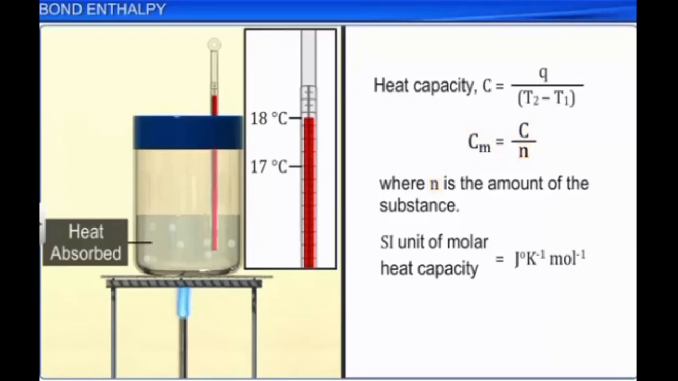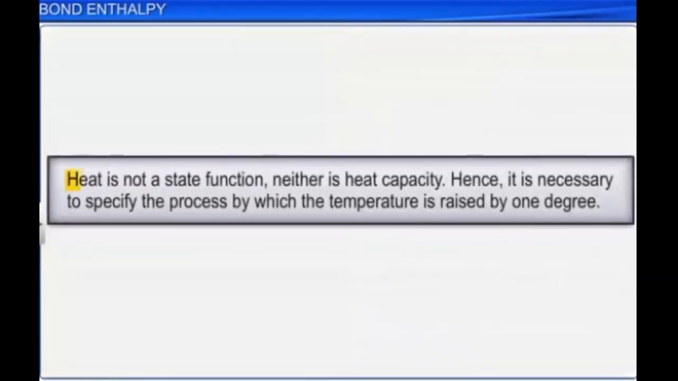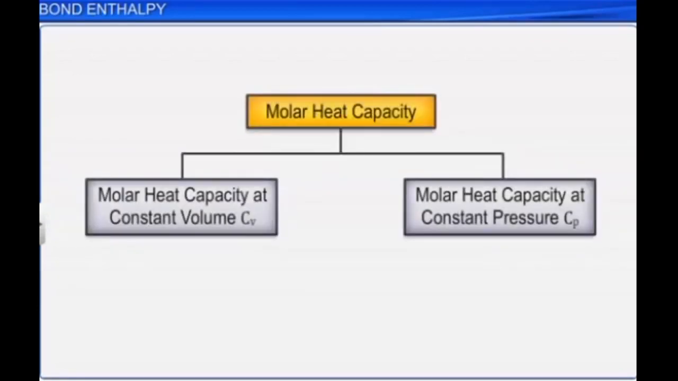Heat is not a state function, neither is heat capacity. Hence, it is necessary to specify the process by which the temperature is raised by 1 degree. The two important types of molar capacities are molar heat capacity at constant volume and molar heat capacity at constant pressure. Let us see the relation between molar heat capacity at constant volume, denoted by Cv, and molar heat capacity at constant pressure, denoted by Cp.